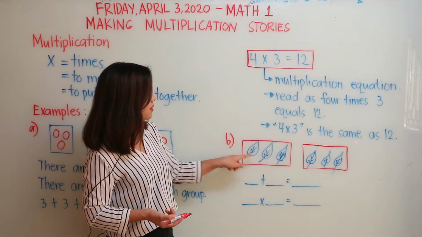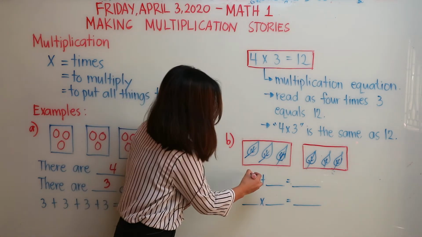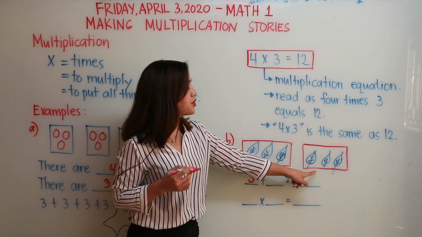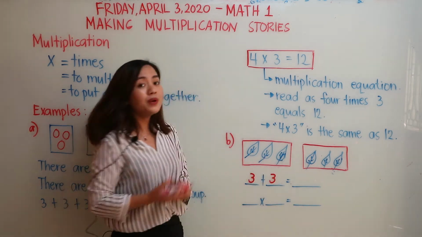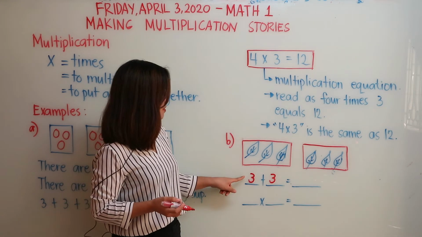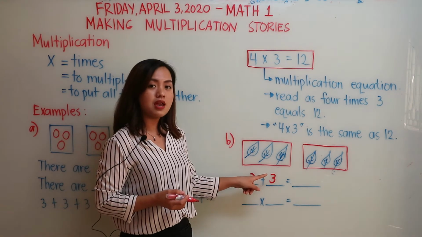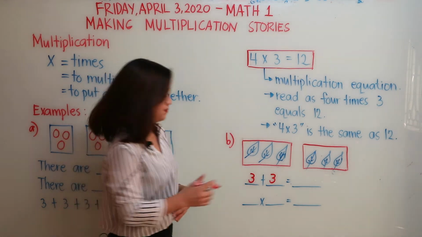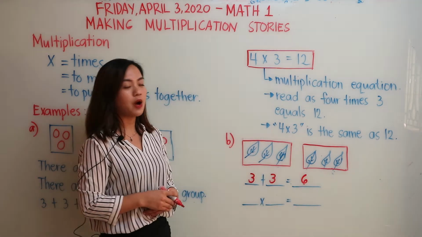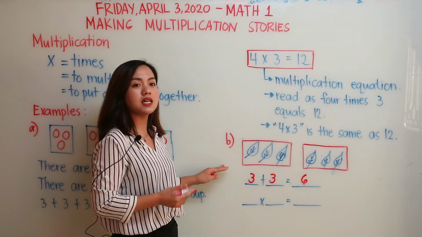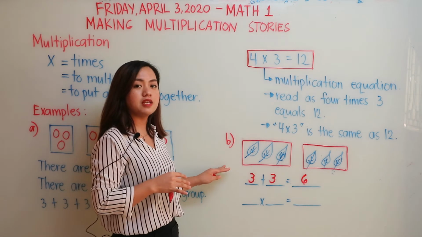So group 1, there are 3 leaves, okay? 3. And then group 2, there are 3 leaves as well. And then all we need to do is to add them. So 3 plus 3 is equal to 6. Now, how are we going to write this in a multiplication equation?